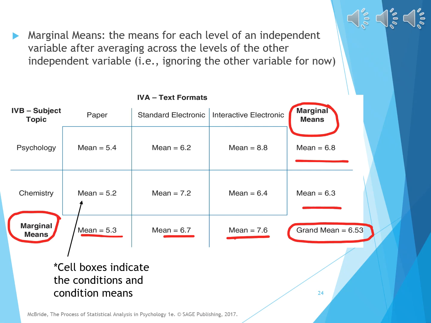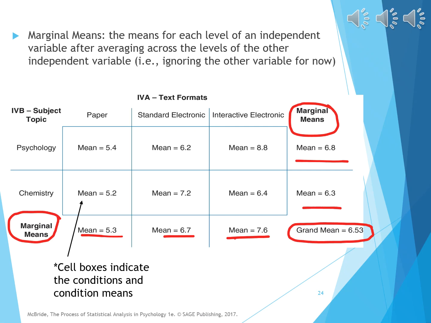These are the marginal means. Let's take the column of just the paper text. That column touches both psychology and chemistry. The paper psychology textbook has an average rating of 5.4. The paper chemistry textbook has an average rating of 5.2. If you average 5.4 and 5.2 together, you get a new mean, 5.3, and that is the marginal mean for the paper textbook format.